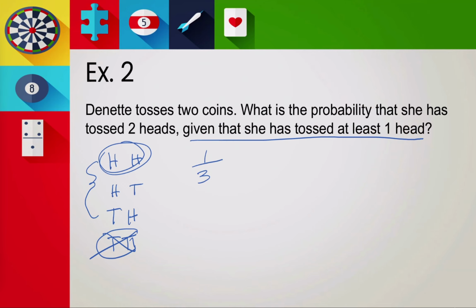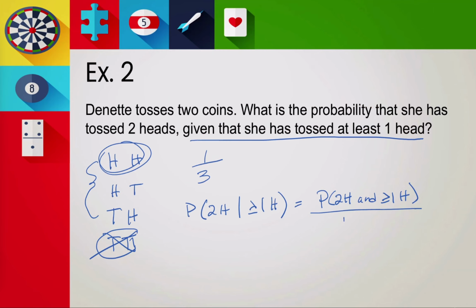Another way that we can do it is, again, using that formula. The probability of 2 heads given at least 1 head is the probability of 2 heads and at least 1 head over the probability of at least 1 head. Now, 2 heads and at least 1 head is just the probability of 2 heads, right?